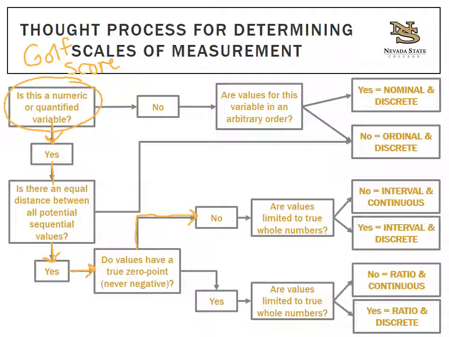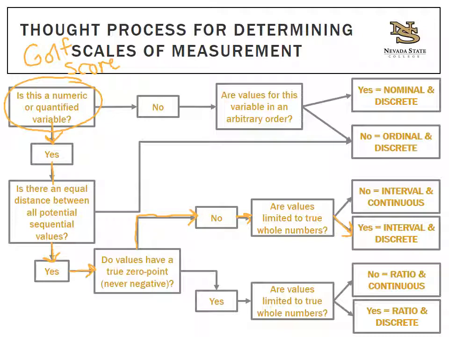Now we ask ourselves, are the values limited to whole numbers? In this case, the answer is yes, because you can't have a fraction of a putt. So it's just 1, 2, 3, 4, -1, -2, -3, -4, fixed to whole numbers. Now we've landed on interval and discrete. So golf score is interval and discrete. It's a numeric value, it tells you the magnitude and direction of differences, and it's fixed to whole numbers.